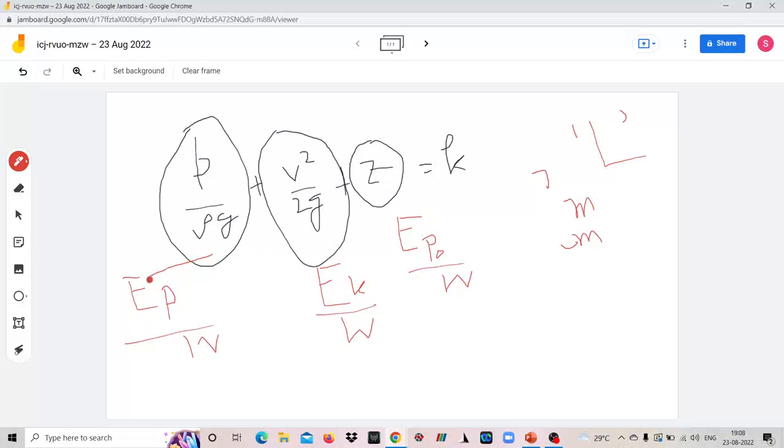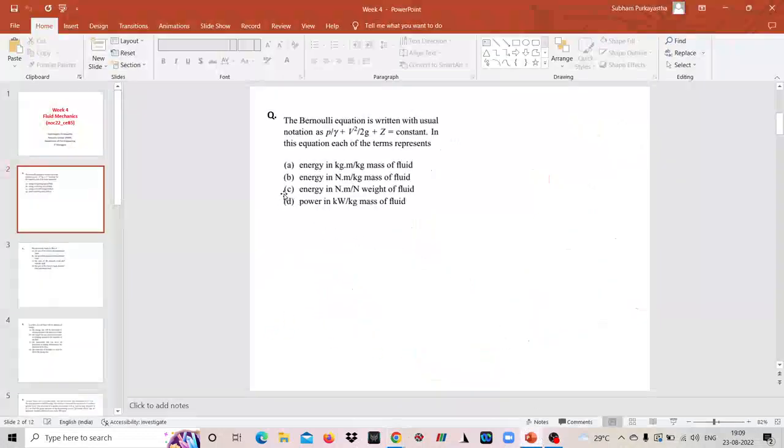Now, what is energy? Ability to do work is called energy, and energy bears the same unit as the work done. Work done is the dot product of the force and the displacement. So the unit of work done is force in Newton times displacement in meter, so Newton meter. The unit of weight is again Newton. So the answer, as Pradeep already said, is option C, energy in Newton meter per Newton weight of fluid. I hope this is clear.